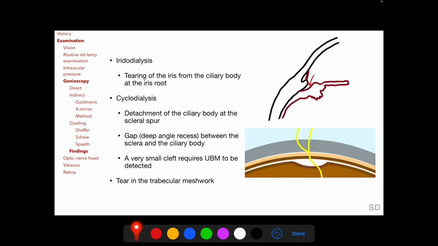In cyclodialysis, there is detachment of the ciliary body from the scleral spur with the formation of a gap between the sclera and the ciliary body, and this diagram represents the finding in cyclodialysis with detachment of the ciliary body band from the sclera with visibility of a larger area of the sclera. However, a very small gap may not be detected on gonioscopy and may require ultrasound biomicroscopy to be identified.